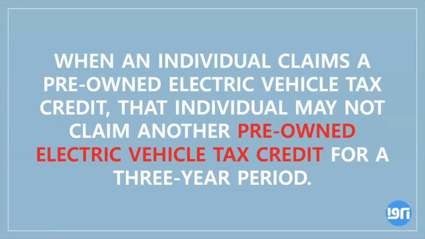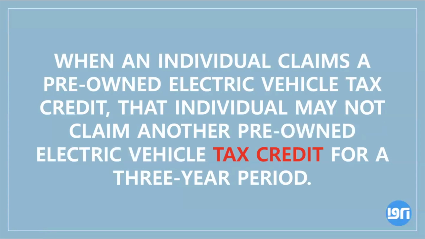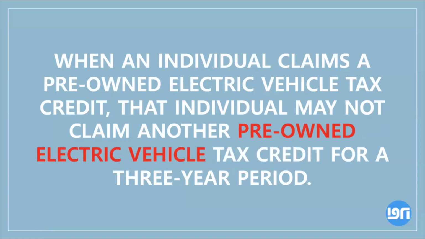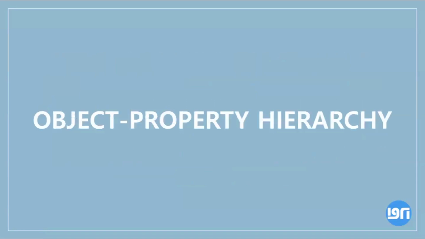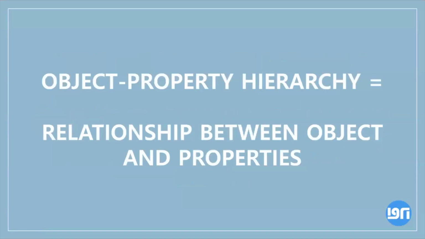Returning to our example institutional statement, let's now look at the phrase pre-owned electric vehicle tax credit. Tax credit is the direct object, and that object has a series of properties associated with it. This then makes it an apt illustration of another IG Extended feature, the object property hierarchy. The object property hierarchy allows us to capture and describe the relationship between an object and its properties in situations where an object has multiple interconnected properties, as in this example.